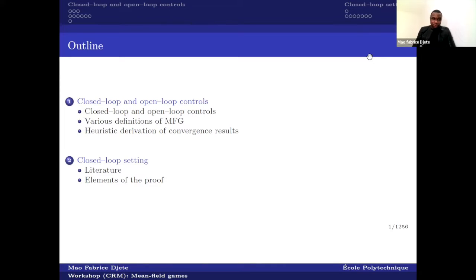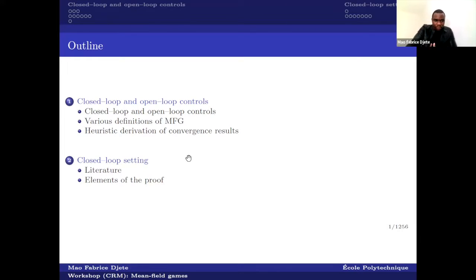And naturally, I put myself in the situation where the Nash equilibria will be related to the mean field game problem. So I'm going to have a little discussion about the definitions we can consider here to deal with the convergence of Nash equilibria. I will talk about strong solutions of mean field games. Because we need it, I'm also going to talk about weak solutions of mean field games. And I will finish this first part by giving a heuristic about how to derive the convergence result.